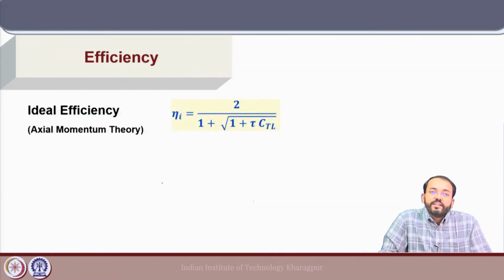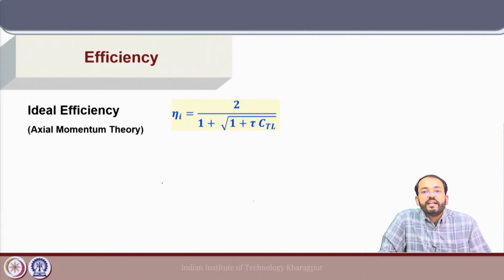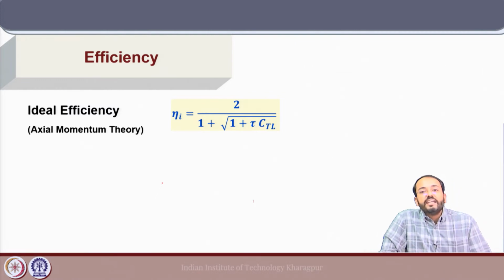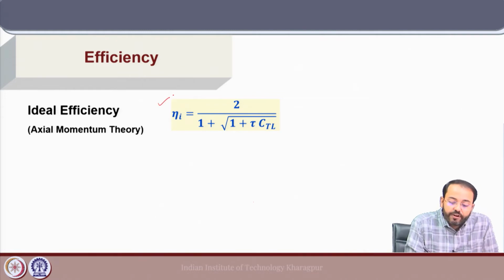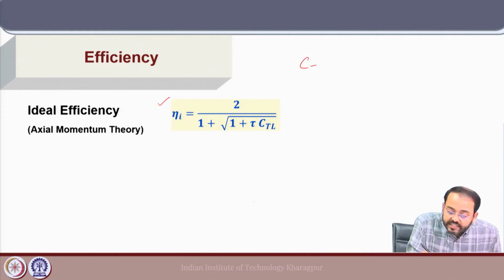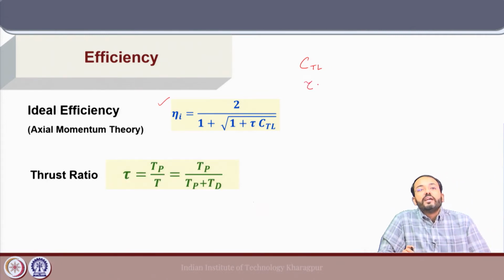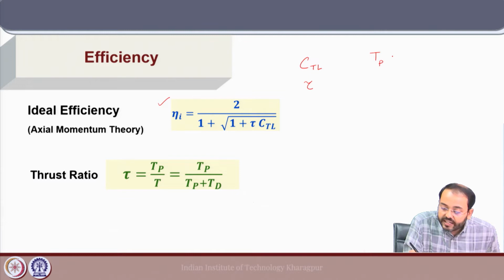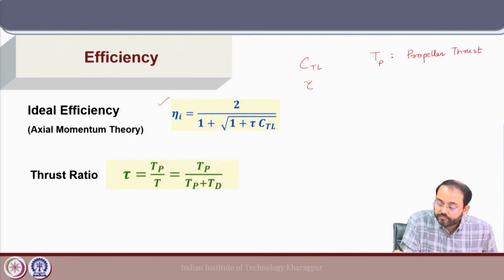In the previous lecture, we derived the ideal efficiency for a ducted propeller system using axial momentum theory. Here the ideal efficiency is expressed as a function of the thrust loading coefficient CTL and another factor, tau, the thrust ratio. So, if we have Tp as the thrust from the propeller and Td as the thrust generated from the duct.